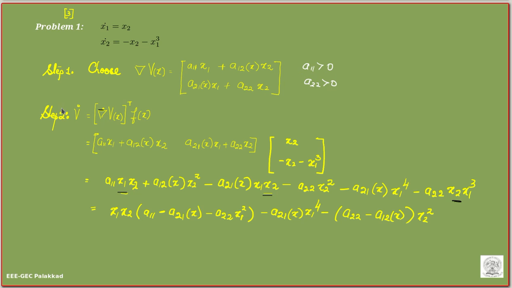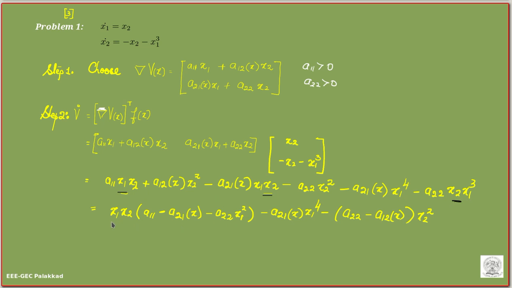Now what is step 2? Step 2 is to find the derivative of V of x. So V dot of x is del V of x transpose into f of x. Here the dot is not there. It is del V of x transpose into f of x. So we write this function here. You can pause the video and do these calculations and see whether you are getting something of this form. I have rearranged the terms such that I will get it in this form.